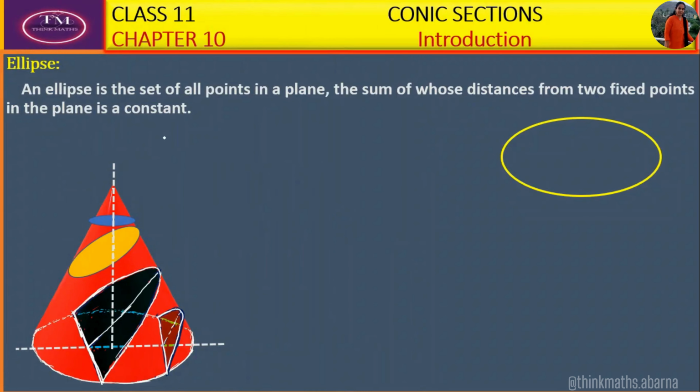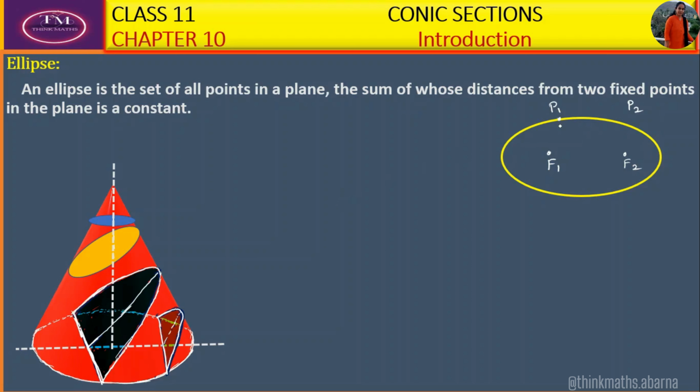Yes. So what is ellipse? Ellipse is the set of all points in a plane, the sum of whose distances from two fixed points in the plane is a constant. Okay. Now, let us take those two fixed points, F1, F2. We call these as focus. And two points in the plane as P1, P2.